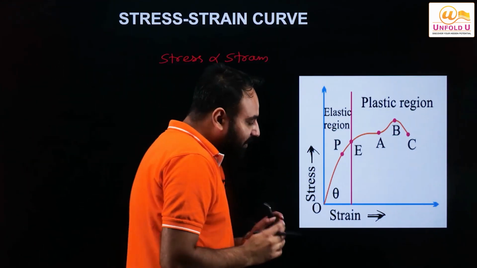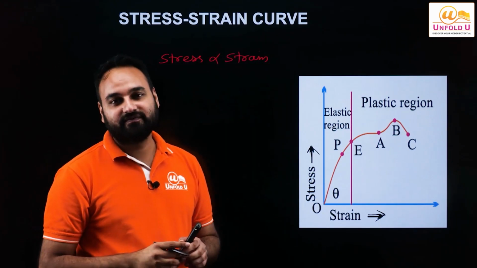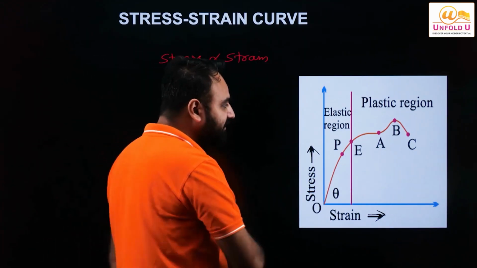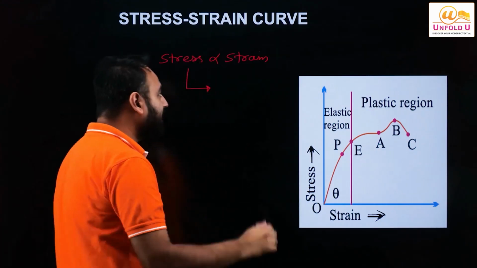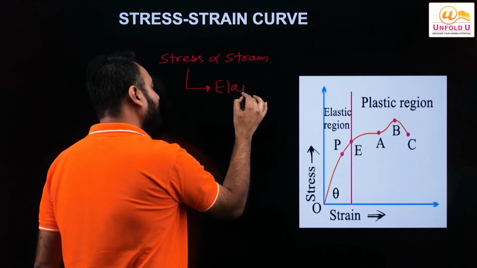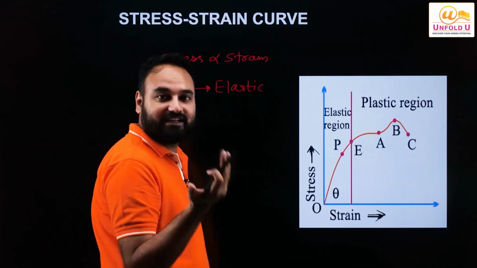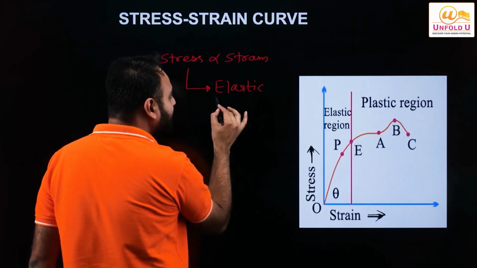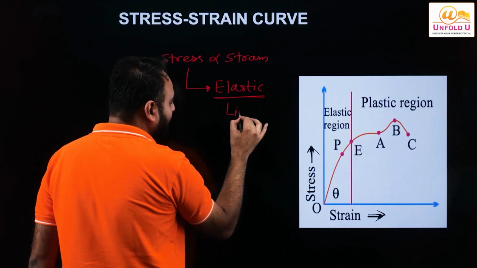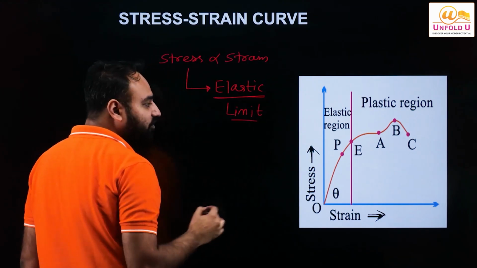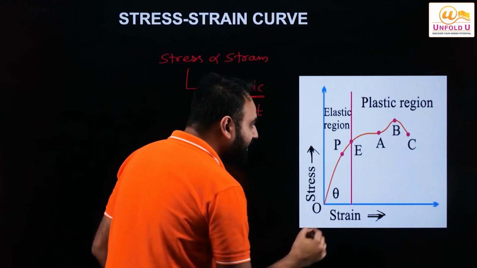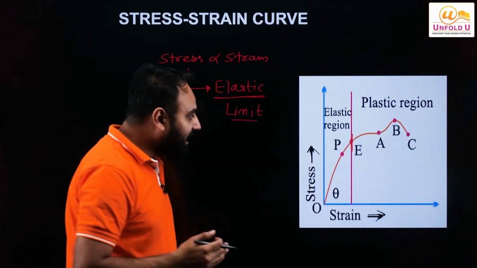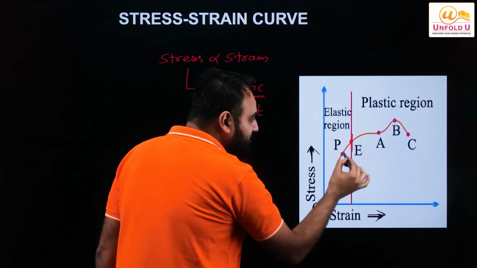Right? But there is a limitation. This proportionality holds only in a particular region, and that region is the elastic region. You remember I have explained the elastic limit. So it is only under this limit that this relation holds. That means this relation holds only under the elastic limit. Now you can see this is my elastic limit. This E represents the elastic limit, and in this limit my stress is proportional to strain.